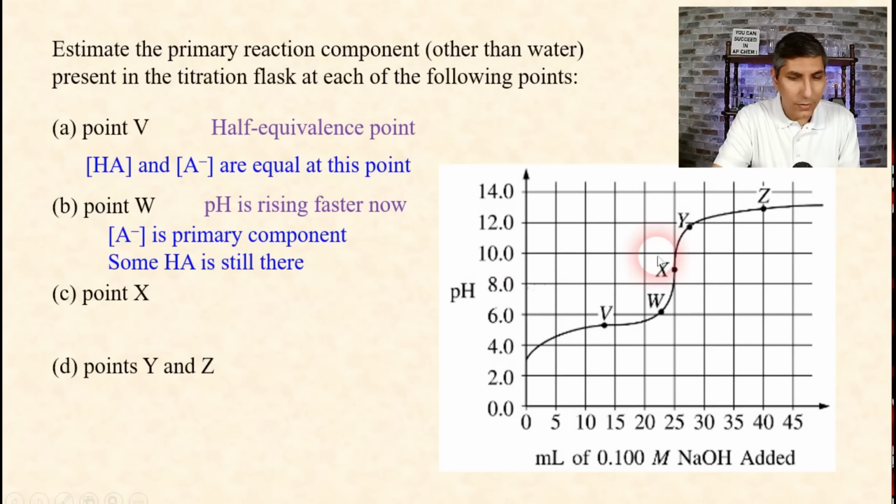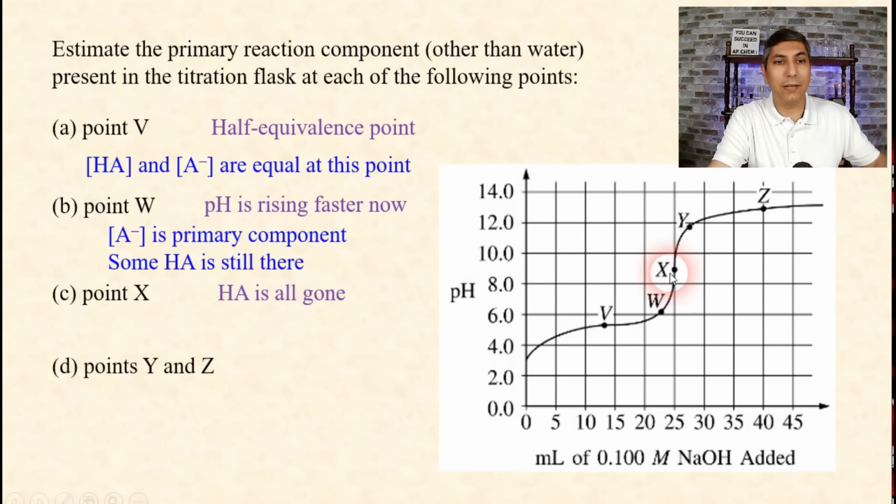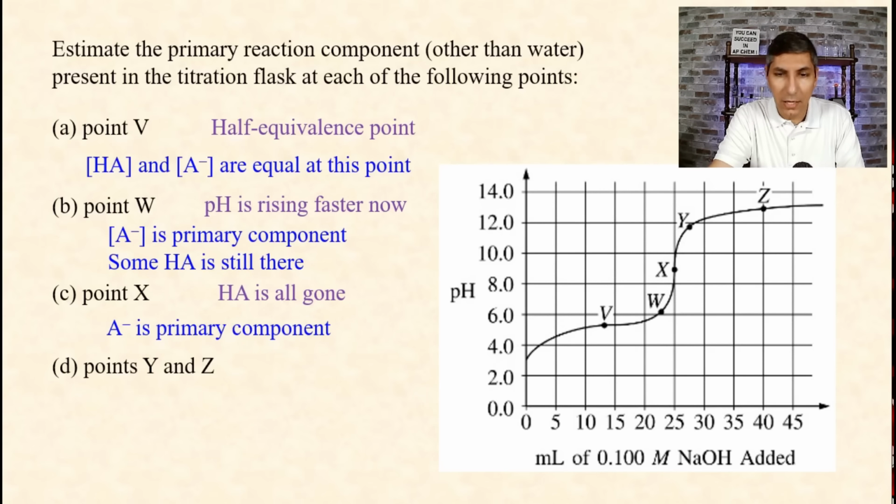At point X, we are at the equivalence point. All of the HA has been reacted. All that's left is the conjugate base. And so A minus, the conjugate base, is your primary component in the titration at the equivalence point, and essentially only at the equivalence point.